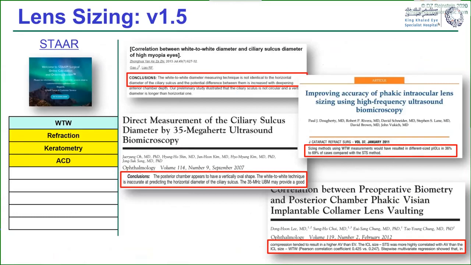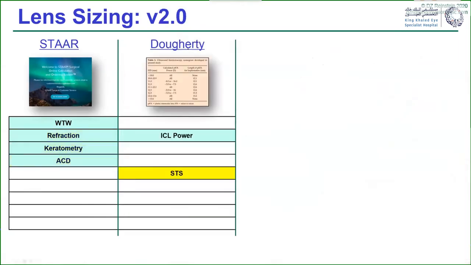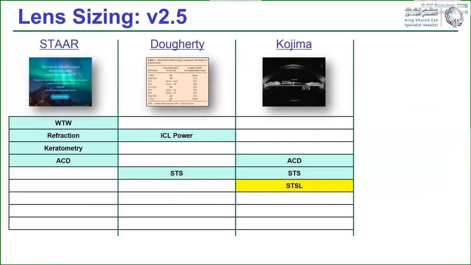And I'm going to say that the lens sizing went to version, let's call it version 2.0, when Doherty took data that he had from the FDA trials and from his own private practice in LA, and he derived a table where now the sulcus to sulcus and the power of the ICL would lead to a particular recommended lens size. And let's call that 2.0. After that, Kojima in Japan said, wait a minute, there's another measurement here that relates to the separation of the lens to the ICL.